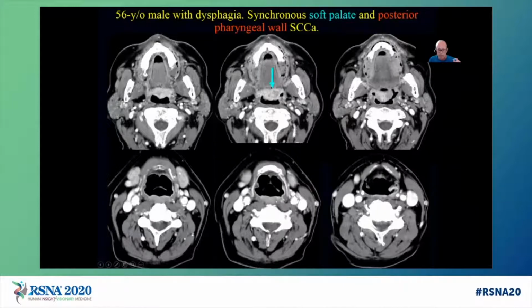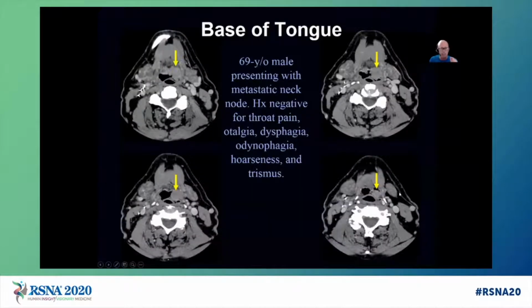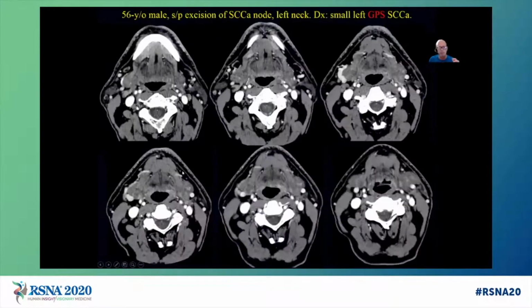And remember, some patients will have synchronous malignancy. So this patient has a tumor along the posterior pharyngeal wall extending into the left piriform sinus. So synchronous malignancies do happen occasionally. This is a more typical tongue-based cancer. It's largely exophytic into the airway. It's bulky. It's asymmetric. This is a typical tongue-based cancer.